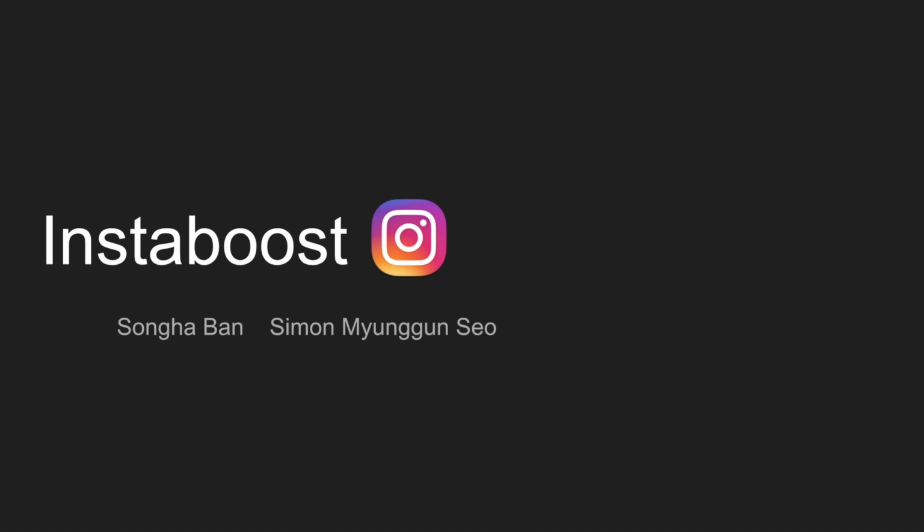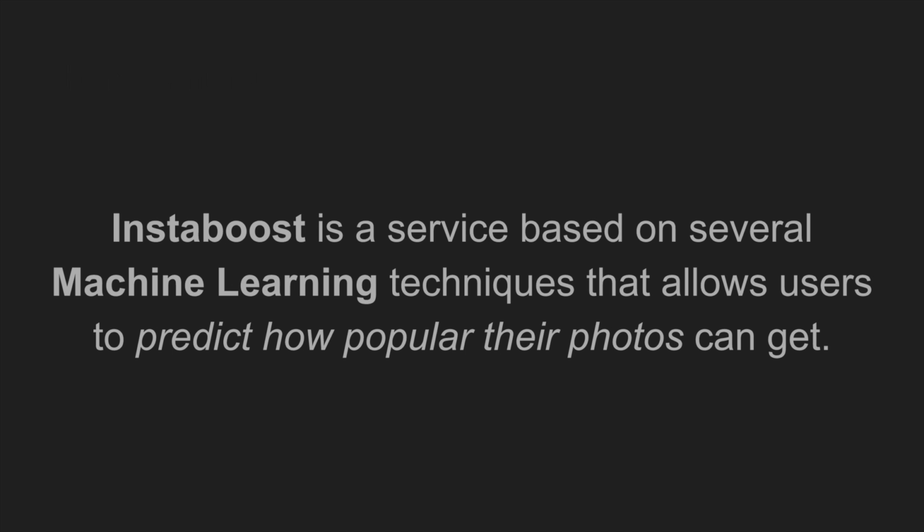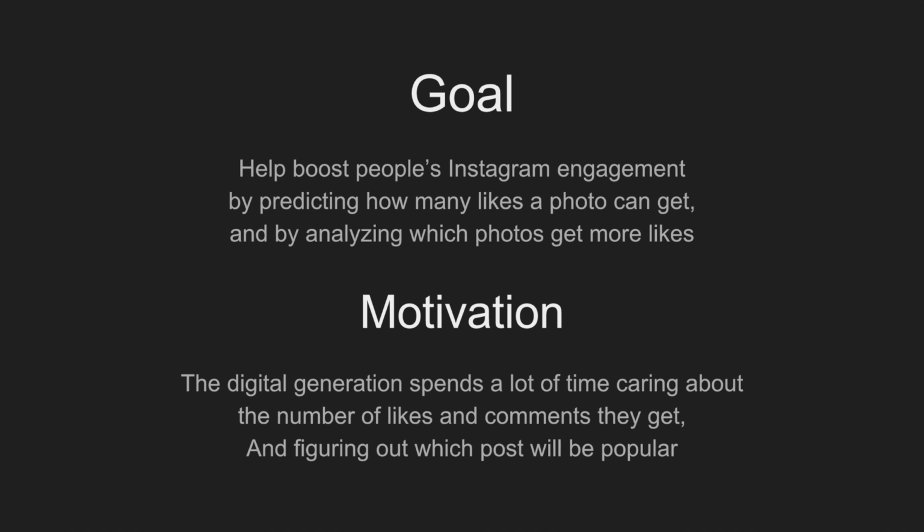I'm Songha. Today we would like to introduce to you a machine learning project that we've been working on for the past few weeks. It's called Instaboost. Instaboost is a service that allows users to predict exactly how popular their photos can get based on machine learning techniques. The reason we created this was because we wanted to help people use Instagram by predicting how many likes a photo can get, or by analyzing which photos can get more likes.